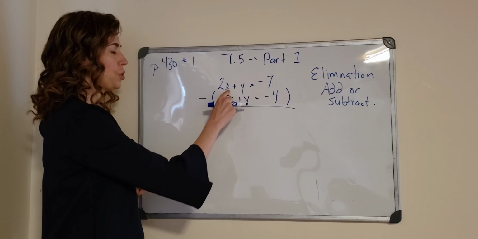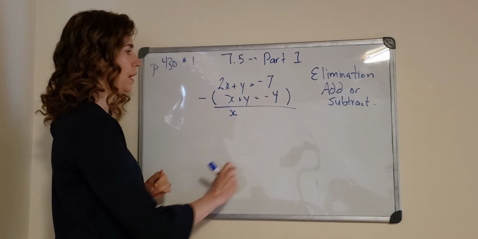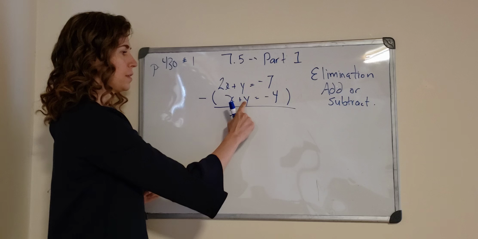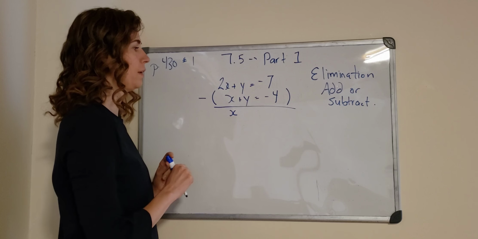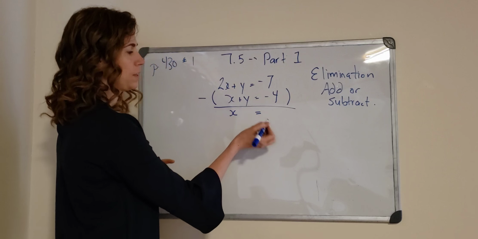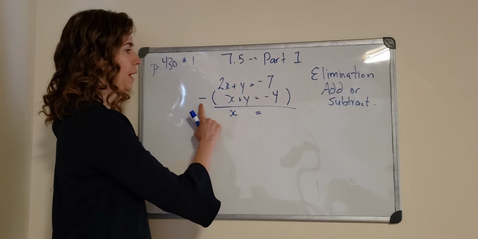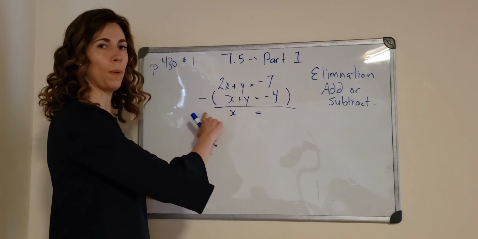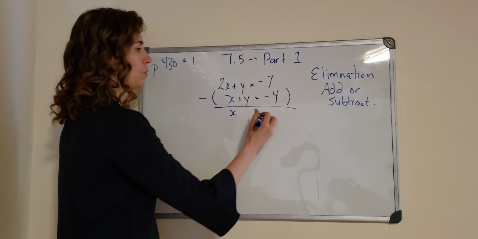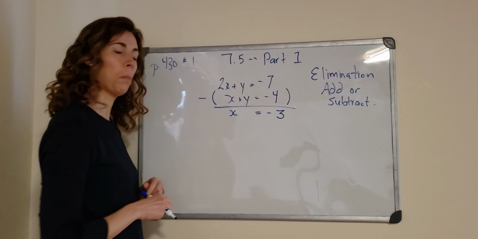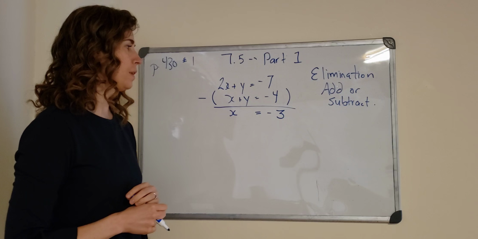So I would say, what's 2x subtract x? X, or 1x, okay? I would say, what is y minus y? 0, right? That's why we're doing this, to get rid of one, so we've gotten rid of that. So you could write in the 0, but it really doesn't make any difference. Then I'd say, what is minus 7 minus minus 4? So we know minus and minus is adding, okay? So minus 7 plus 4 is minus 3. So just like that, we've solved that x equals minus 3.